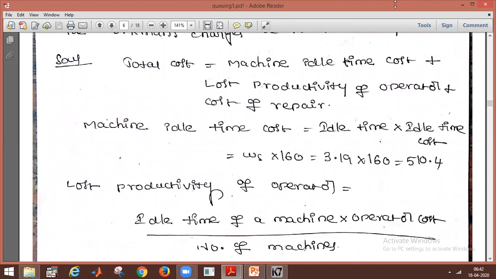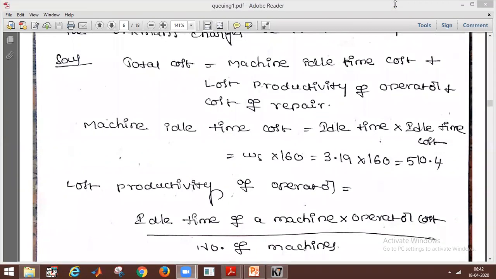The machine idle cost formula is idle time and idle time cost. Idle time means WS, and the idle time cost is 160. After simplification we will get the value like this.